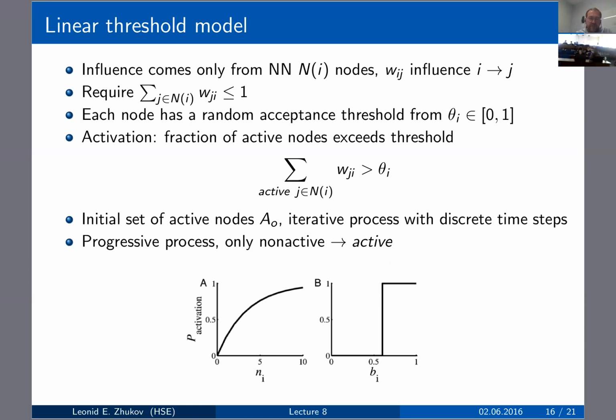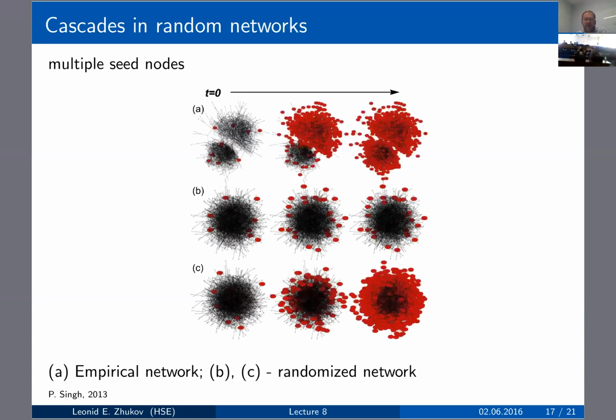Let's see how it propagates. Here's a couple of examples. This is sort of a random network. And if you notice, in this particular case, in the case A, the network was split into pieces, right? There's a weak connection here.